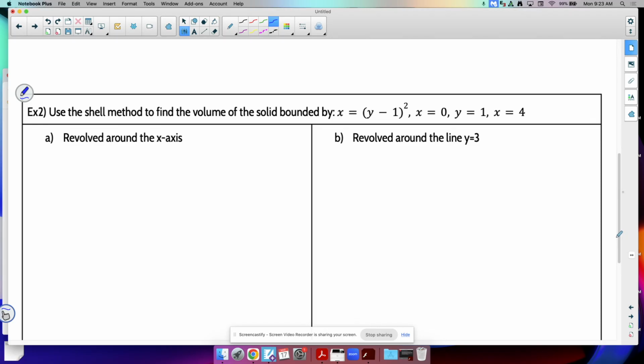We're going to use the shell method to find the volume that is bounded by those equations. First we're going to revolve it around the x-axis. So x equals y minus 1 squared. What is y minus 1 quantity squared going to look like? Where's it going to be?